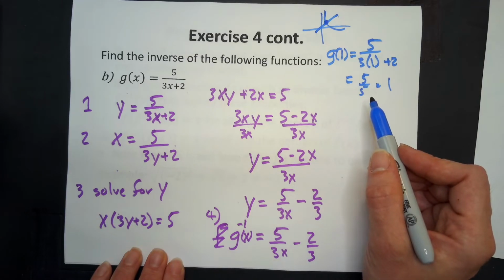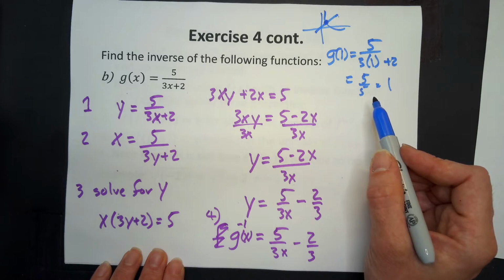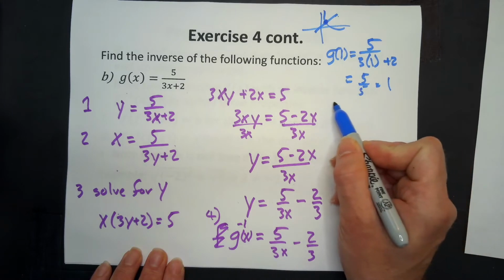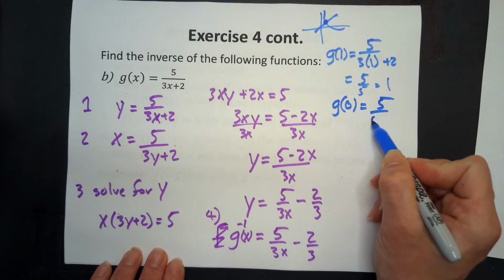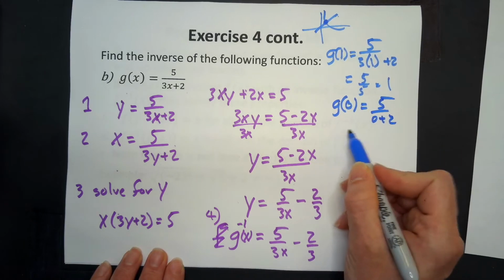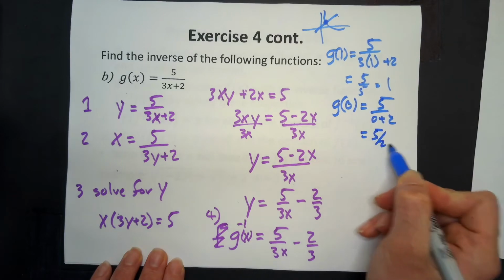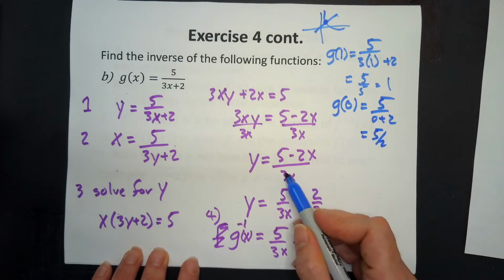What's another nice number we could probably pick? I don't know. It'd probably have to be a fraction, though. So let's just go with 0. So g of 0, that'd be 5 over 0 plus 2. So I'd get 5 halves back out. And then let's plug it into this one.